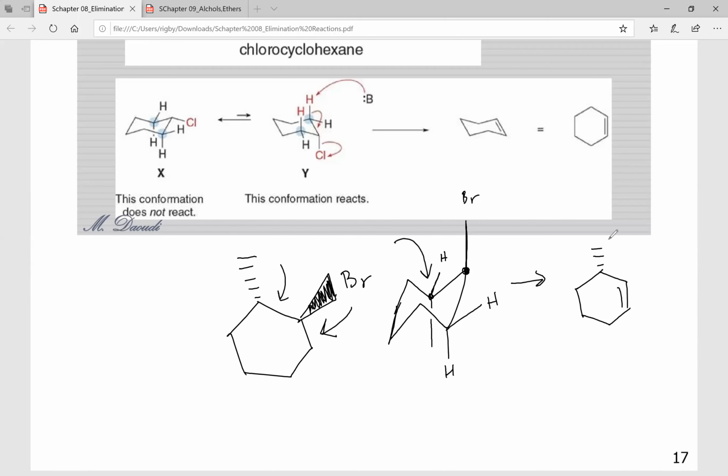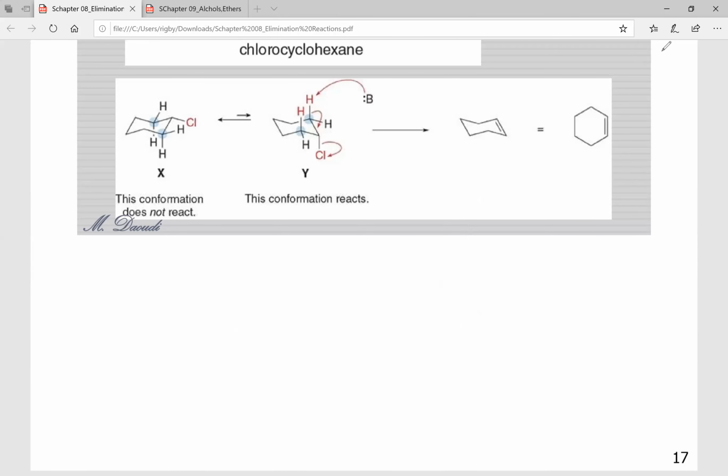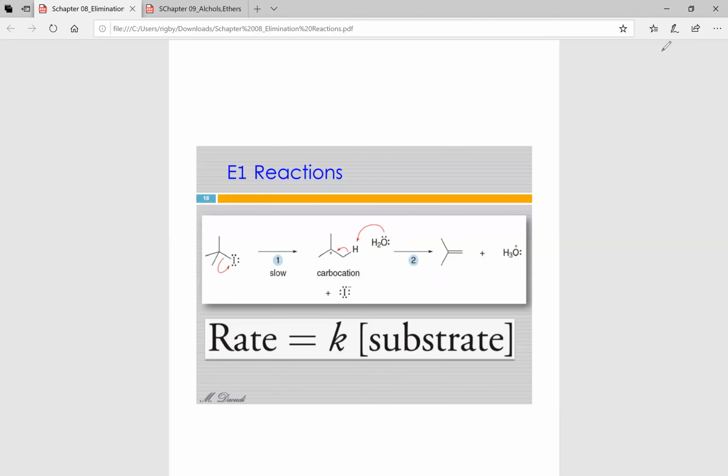Okay, even though that seems like it's the less stable, the minor product, because we have to do an elimination anti-periplanar, that means we have to make this product other than the other one that looks more stable. Okay, so let's continue on. So now let's talk about E1 reactions.